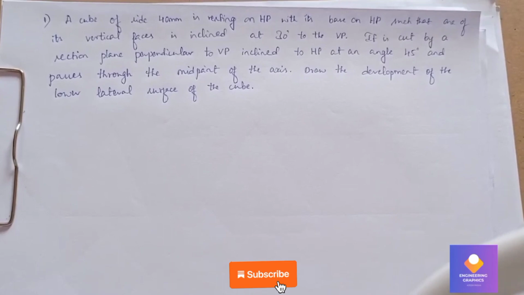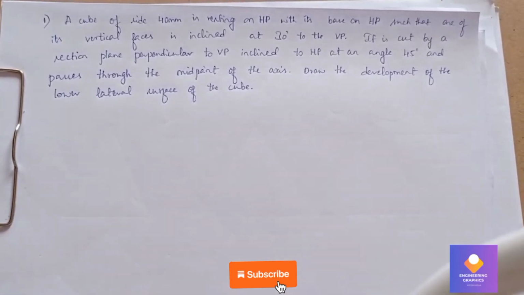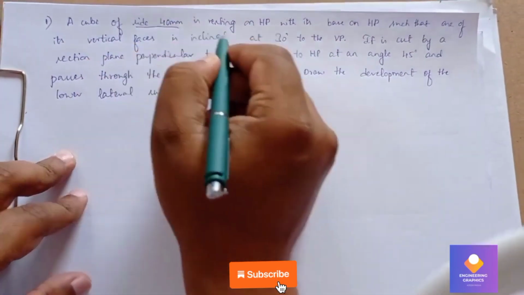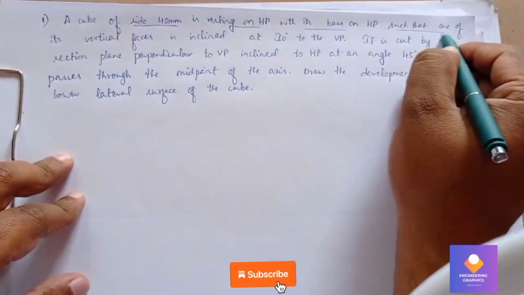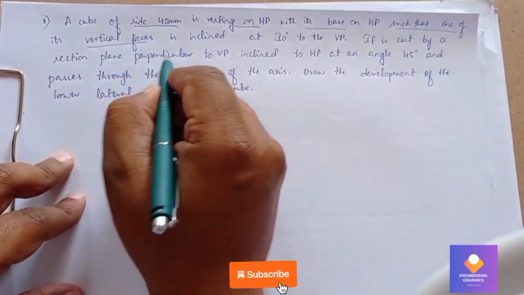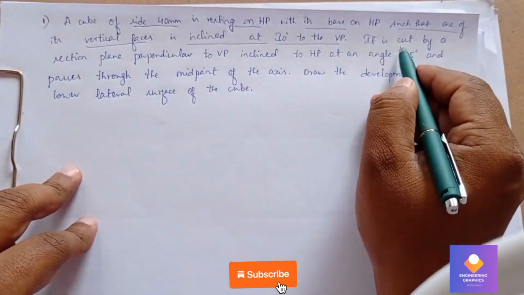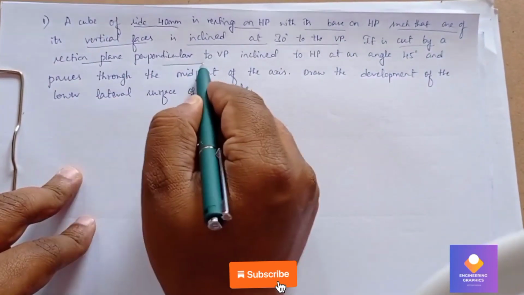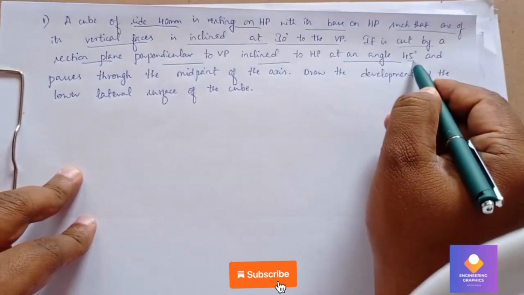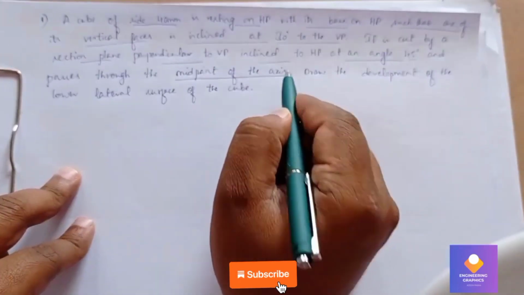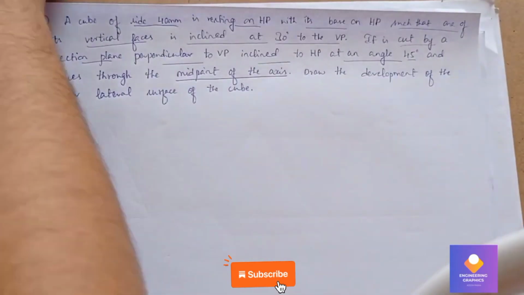In this problem they have given a cube of side 40, and it is resting on the HP plane with its base, placed such that its vertical face is inclined at 30 degree to VP. It is cut by a section plane perpendicular to VP, inclined to HP at an angle of 45 degree, and it is exactly passing through the middle point of the axis.